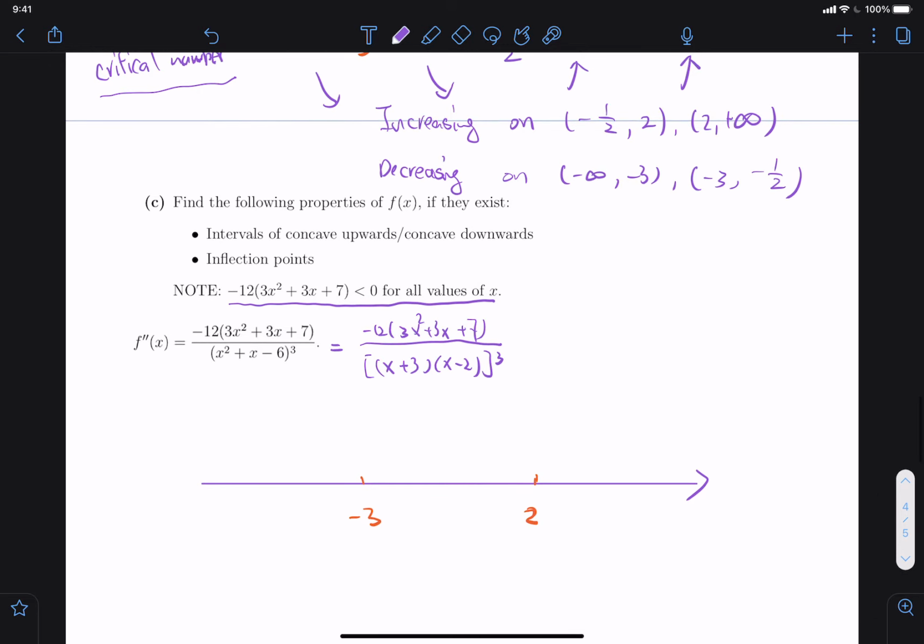Okay, we know that at here it is going to be greater than 0 because both x minus 2 and x plus 3 are greater than 0. So we will have a positive sign here, right?